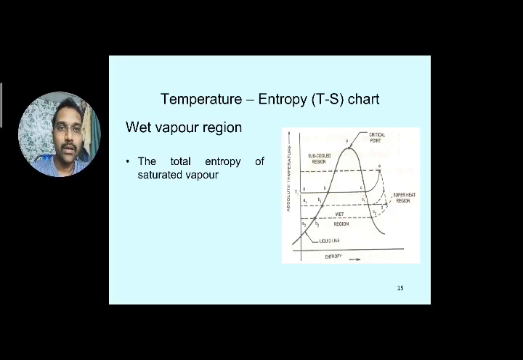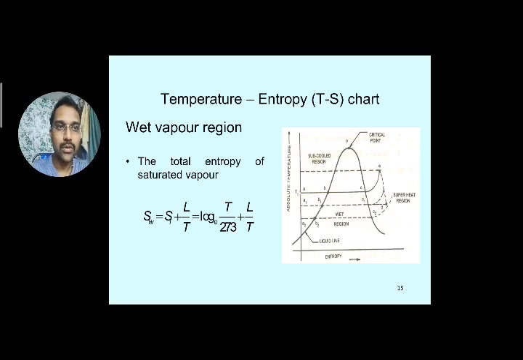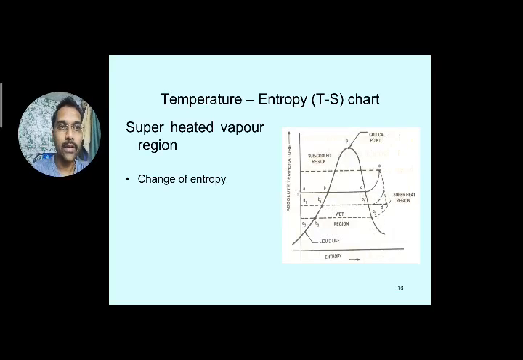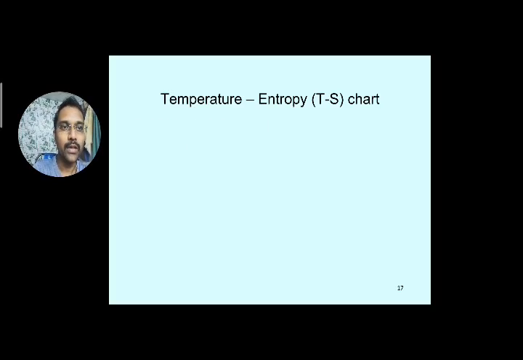Next, the total entropy of saturated vapor. When it reaches the saturated vapor line, the total entropy can be written as follows, where you cannot see the dryness fraction, x will not be there. So SW equals S1 plus L by T, which is equal to S1 already written, log base e T by 273 plus L by T. So very simple formula. Then it reaches the third region, that is the superheated vapor region. The change of entropy is equal to Cp log base e T sup by Tsat.